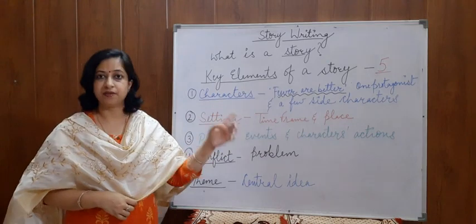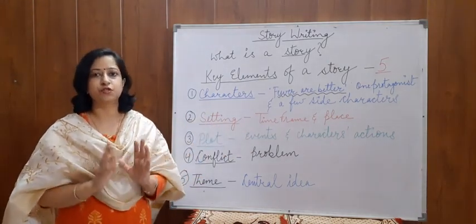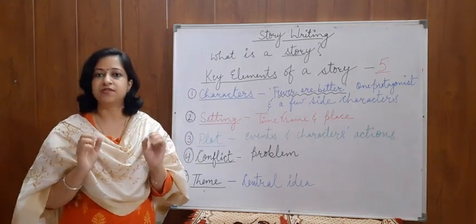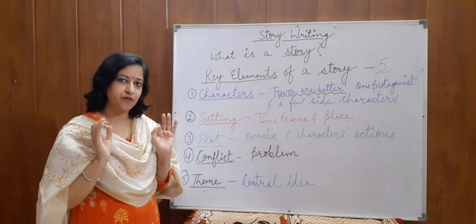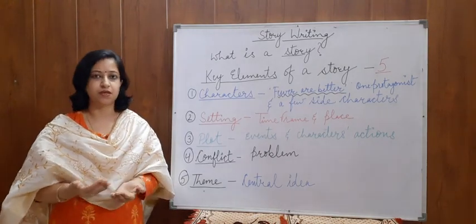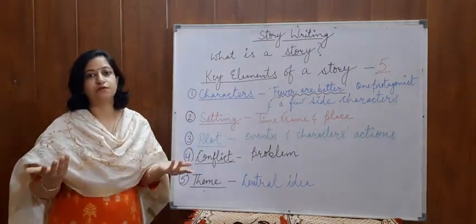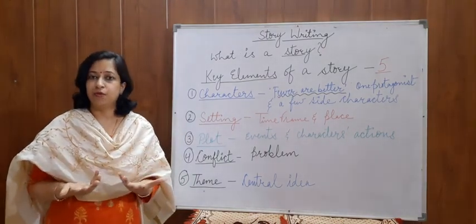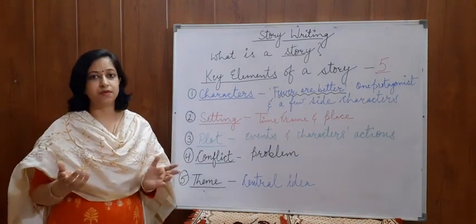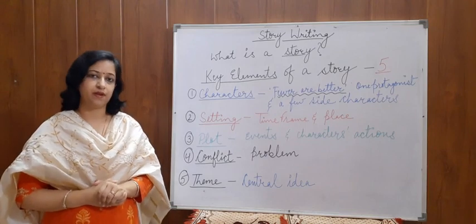Next is the place. The place is also a part of setting. So the place in the beginning of the story or throughout the story should be vividly described, and described very, very beautifully. Next is the plot. Plot consists of actions, a sequence of events that should be logical. And next is the conflict. Without a conflict, the story will not be interesting at all. And the next one is theme. Theme is the main idea, the central idea of the story.